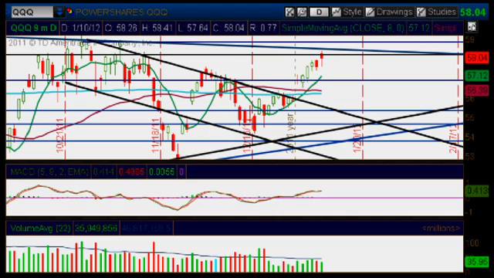It is Tuesday, January 10th of 2012. I can't believe it still, but we are in 2012. But anyways, let's analyze our Q's chart here really quickly.